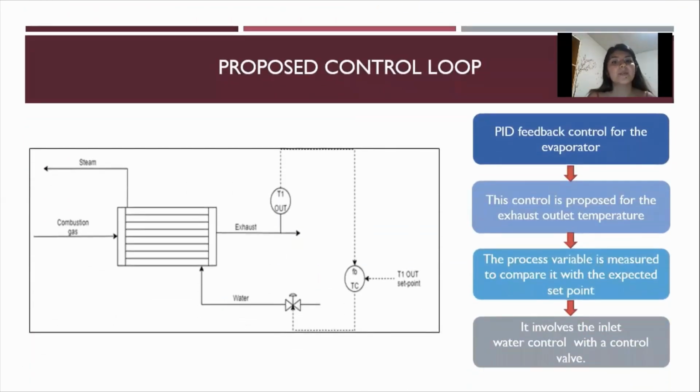About the process control loop, we have a PID feedback control for the evaporator. This control is posed for the exhaust outlet temperature. This is a process variable that is measured to compare it with the expected set point.